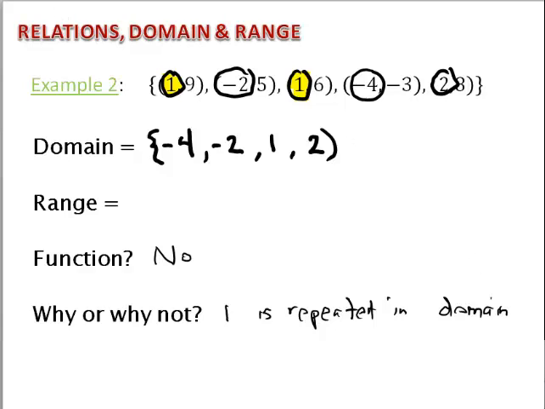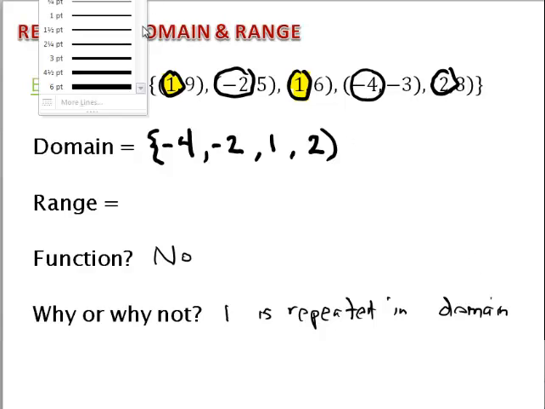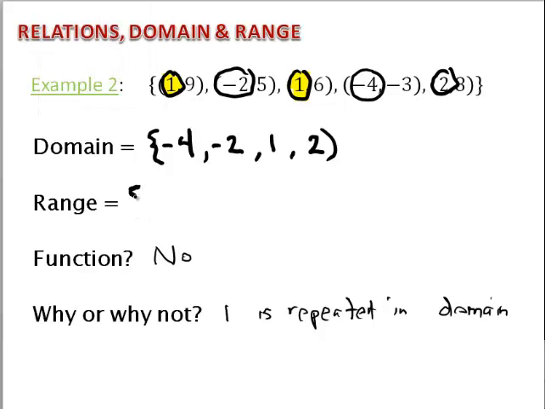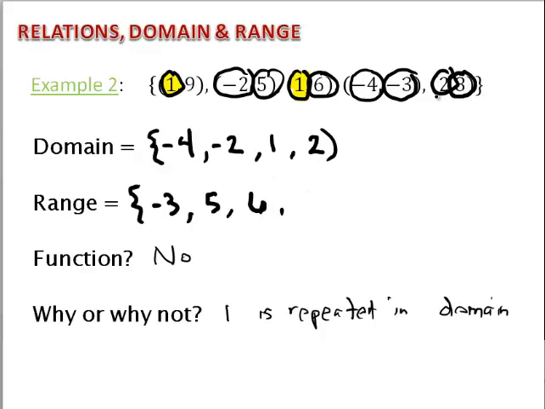Okay, now let's write the range. Fix my pen here again. The range is just all those y values. The smallest one is -3. The next smallest one is going to be 5. The next smallest one is 6. And I have 8. And then I have 9. Okay? So there's that one. It doesn't matter if any of the range values repeat. It only matters if the domain values repeat to determine if this is a function.